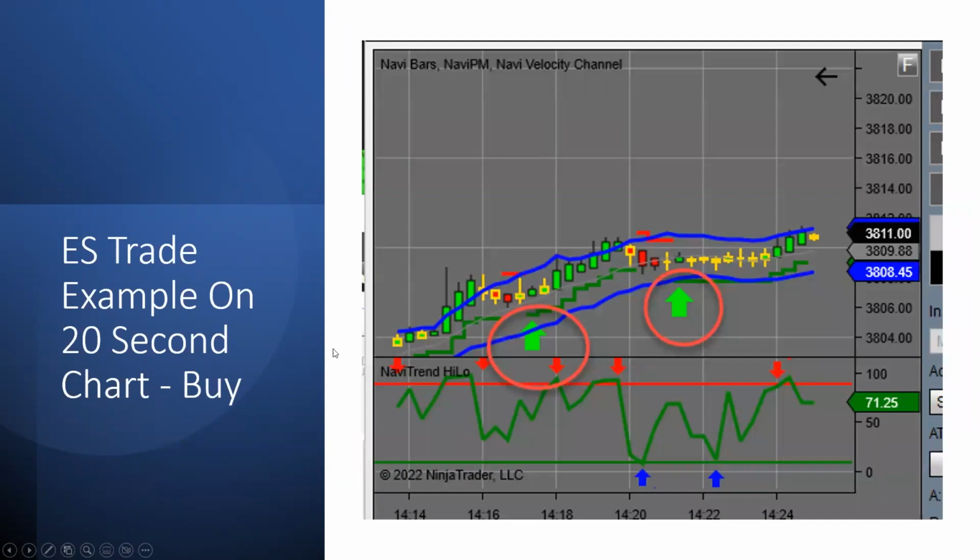All right, so again, here's a 20-second chart. Again, you may not be using these. They are supported by the NinjaTrader platform. Actually, any second chart, this happens to be a 20-second chart. You can use whatever number of seconds you want to use, but this is using a 20-second chart.